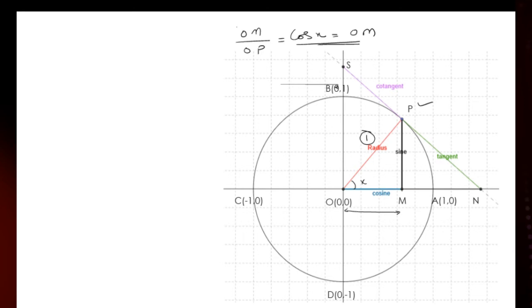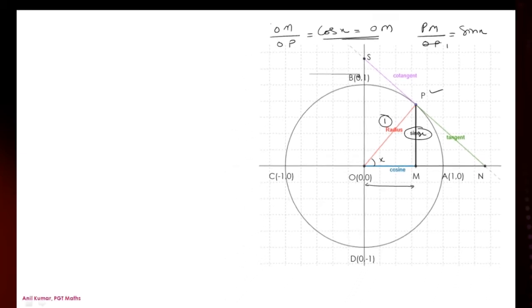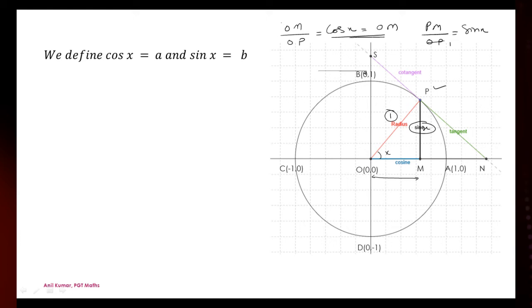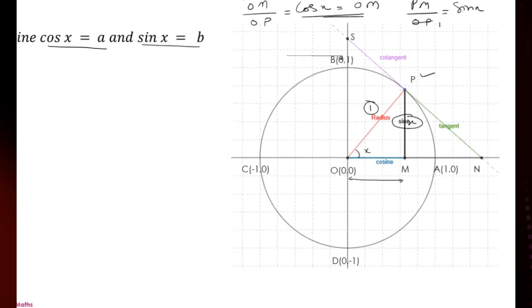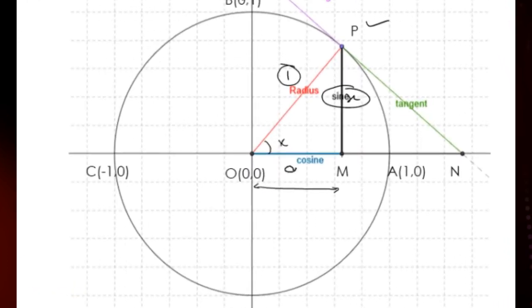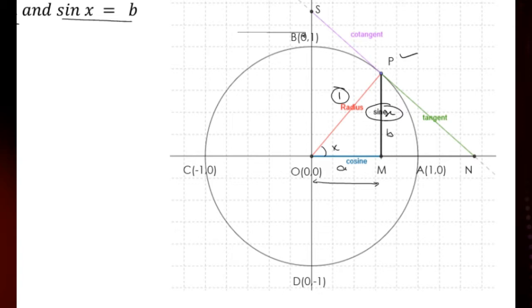Similarly, PM upon OP, that is perpendicular upon hypotenuse, is sin X. And as OP is 1 unit, PM will be equal to sin X. So this is my sin X. This length PM will represent sin X. So now our cos X is equal to A and sin X is equal to B.